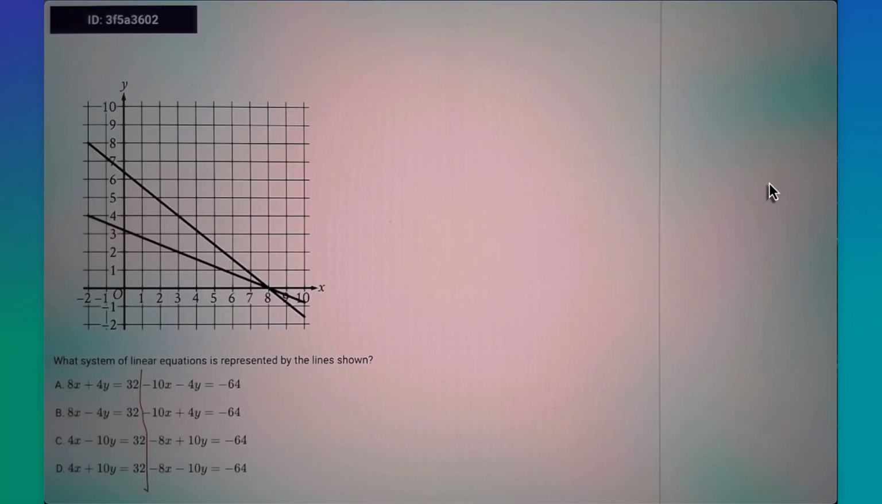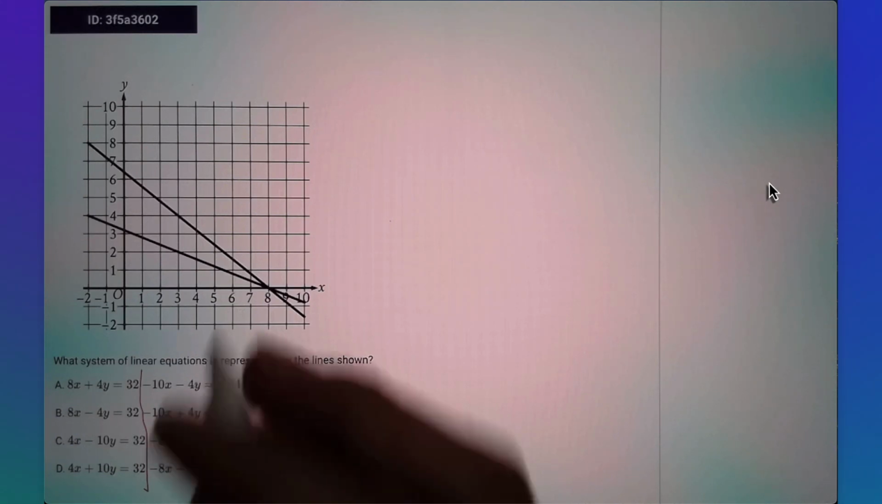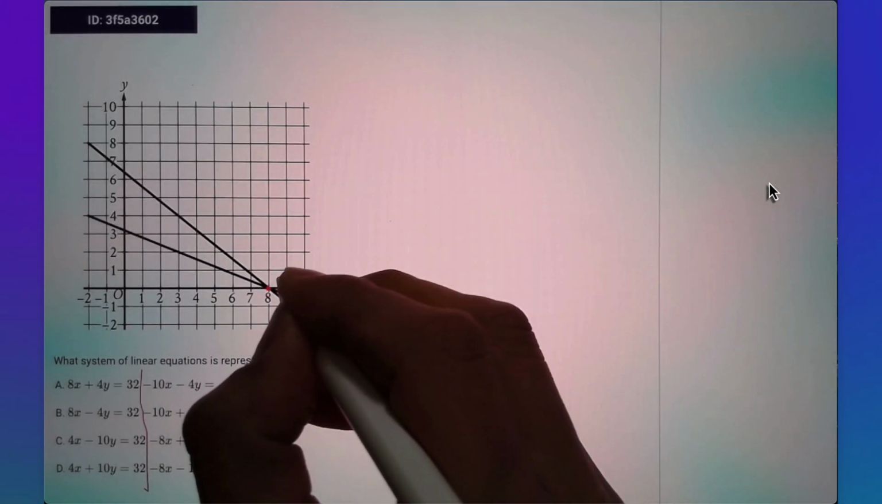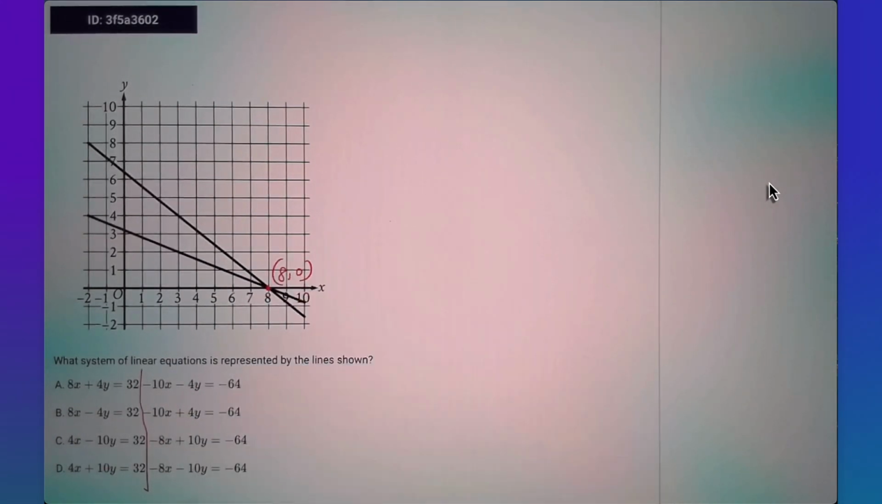What system of linear equations is represented by the lines shown? So I see two lines that cross at (8, 0), and each line has a different y-intercept. So let's look at the answer choices.